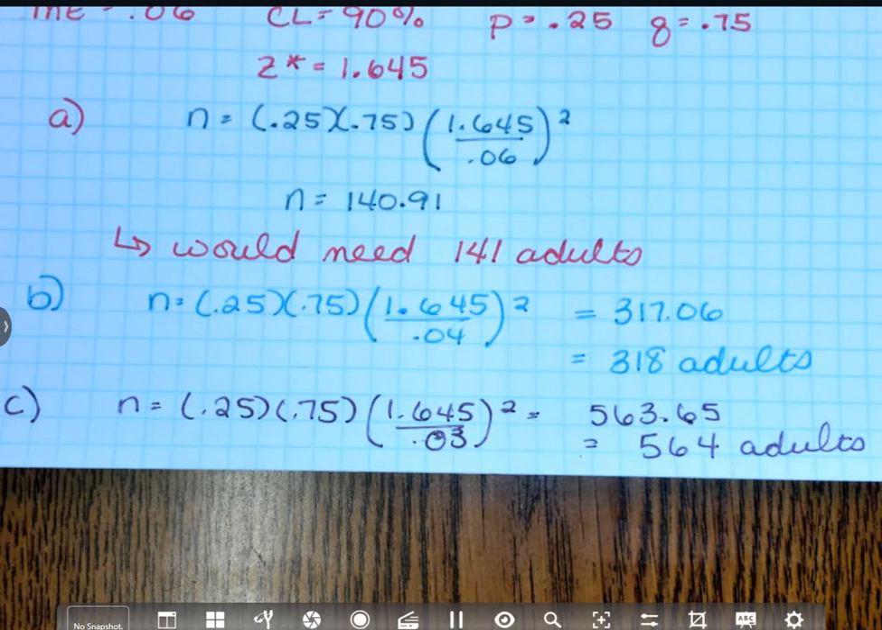If you do not put a label on that, there goes half your credit. Okay? Context is that's all statistics is about, the context. For B, 318, and for C, 564.